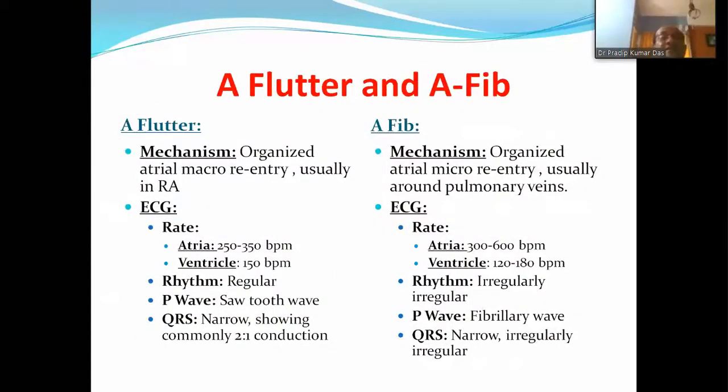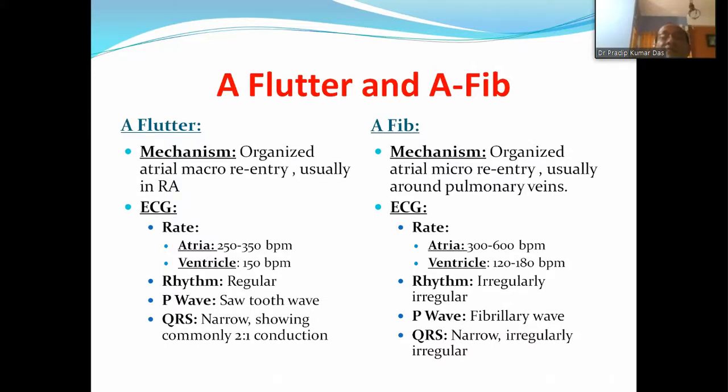And now come the commonest day-to-day ECG findings, that is AFib and atrial flutter. The atrial flutter mechanism is organized atrial macro re-entry, usually in the right atrium. Here the atrial rate is 250 to 350 beats per minute, and the ventricular rate is 150, up to 175 to 180, it can happen. The rhythm is regular. P waves show a sawtooth appearance. QRS is narrow, commonly showing 2:1 conduction.